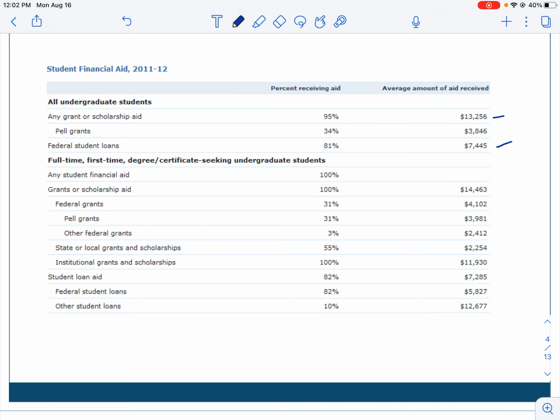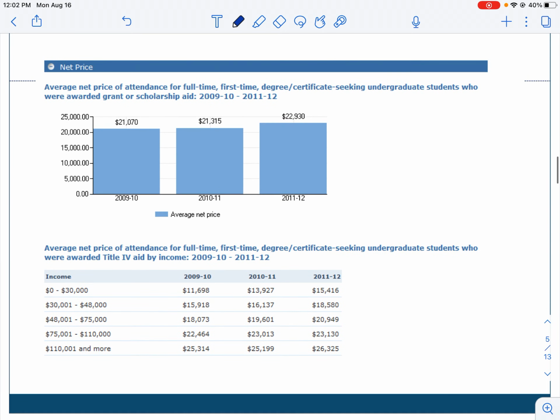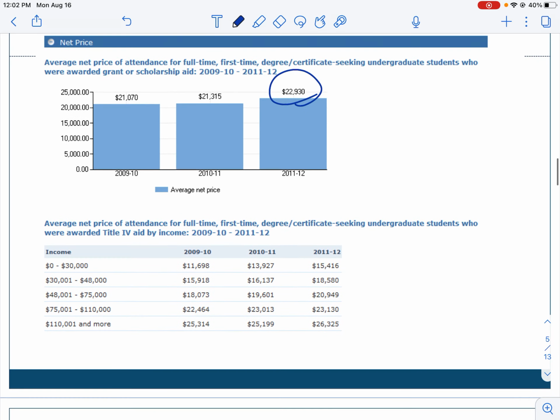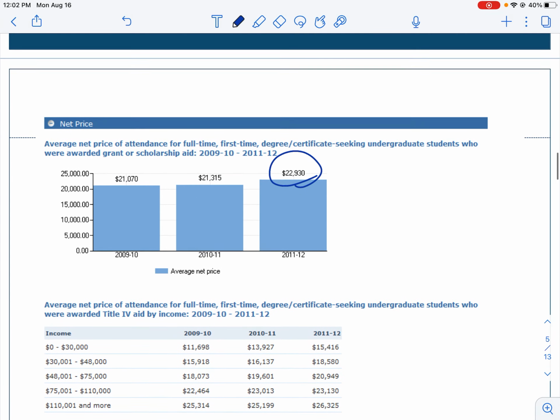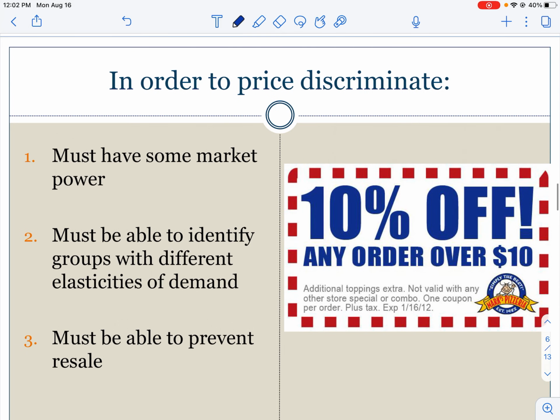But if you look at the net of what people are paying, the average net price of attendance around the same time as this other data was $22,900. So that's $5,000 or so off of the sticker price on average. Some people pay less than that, some people pay more. So the point is that that's one example of price discrimination where people are charged different prices. We'll look at a few others.